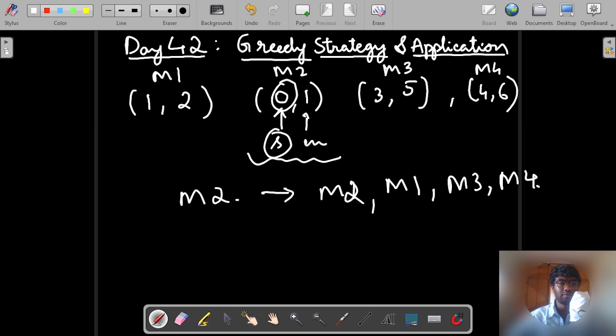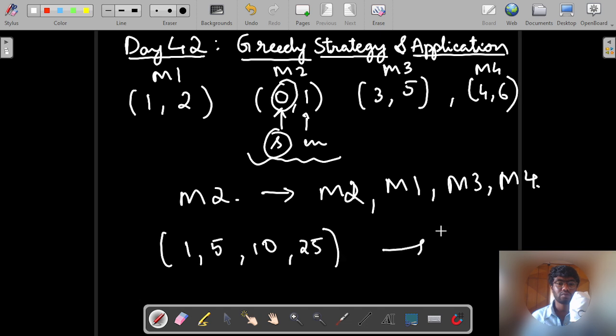So let's take a few examples. Let's say we are given a coin change problem. We are given a set of coins 1, 5, 10, 25, and we are asked to make 41.